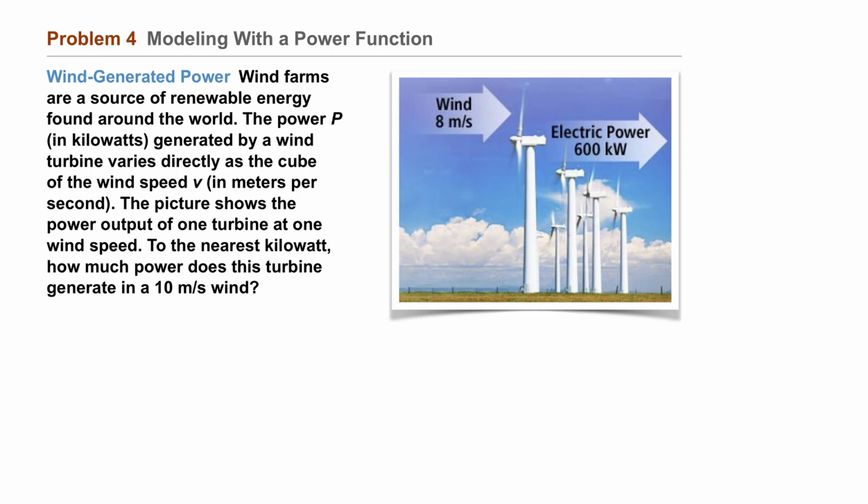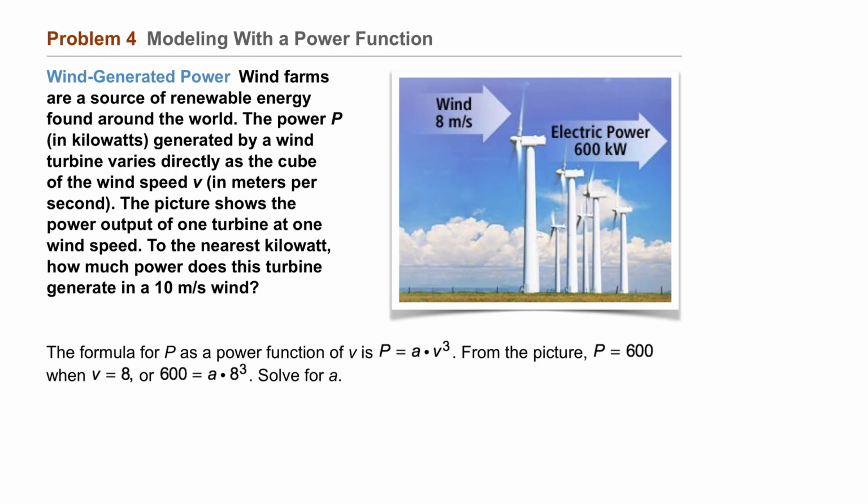Now note the image. The wind, 8 meters per second, generates electric power at 600 kilowatts. The formula for P as a power function of V is P = A·V³. From the picture, P = 600 when V = 8, or 600 = A·8³, simply substituting our output and input values into the power function P. Now we can solve for A. We'll use the values of P and V already substituted to find A. 600 = 512·A, so A is approximately equal to 1.1719.